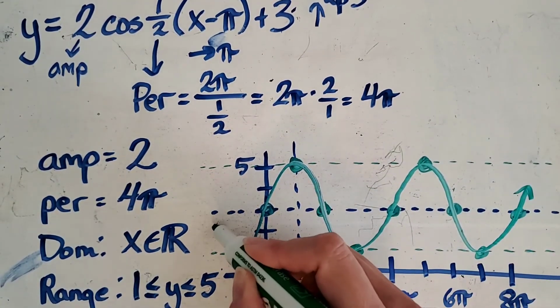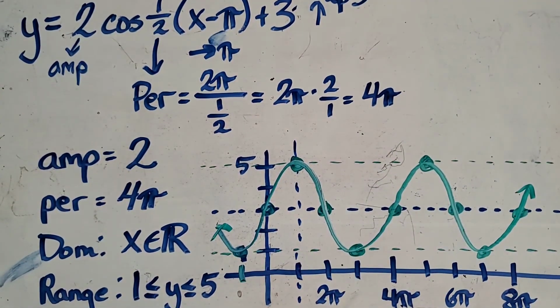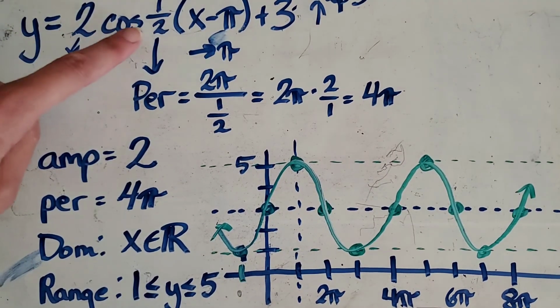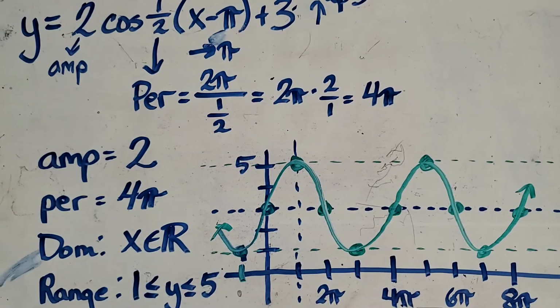And this is the transformation of cosine into y equals 2 cosine 1/2 of the quantity x minus pi plus 3. It's a rather intimidating equation, but if you break it down into its 4 changes, I think you'll be able to handle it pretty well.